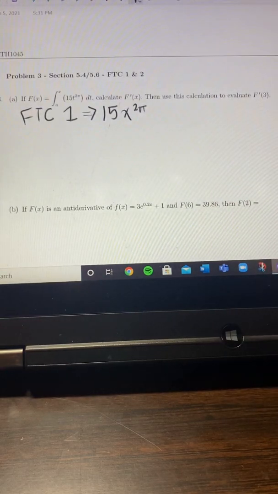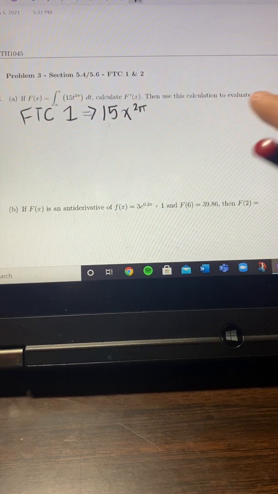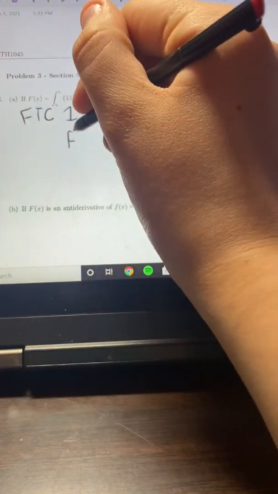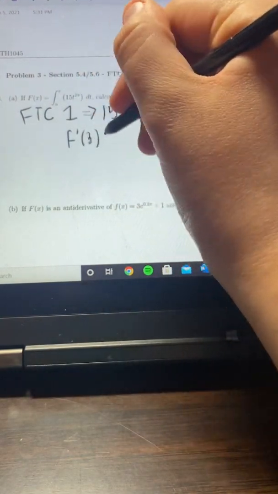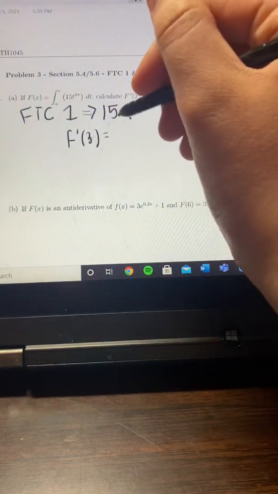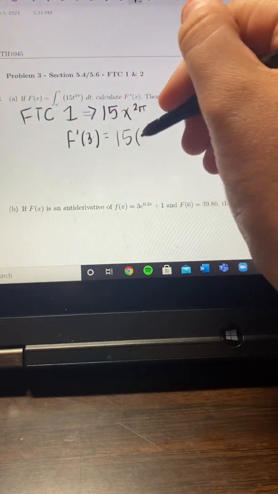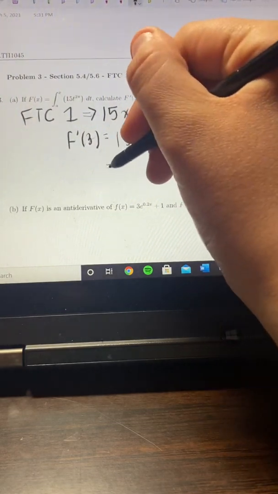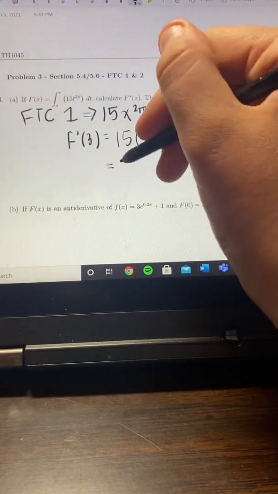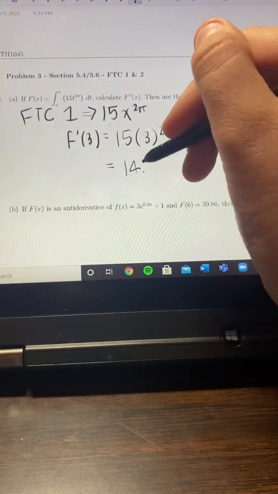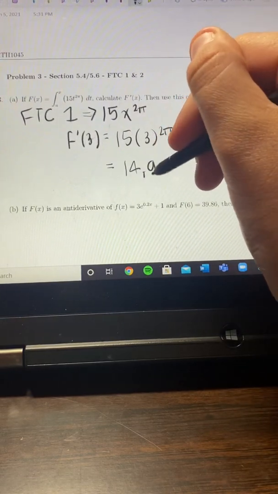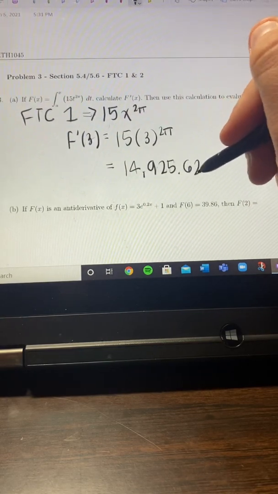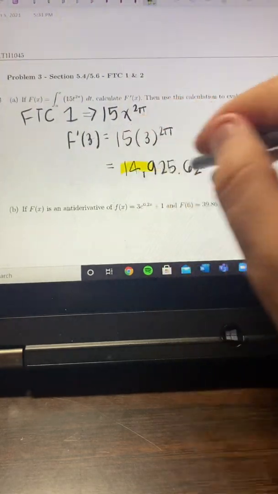And then it says to evaluate f prime of 3. So to do that, you just need to plug it in to where the x is, and you end up getting 14,925.62. That's your answer.